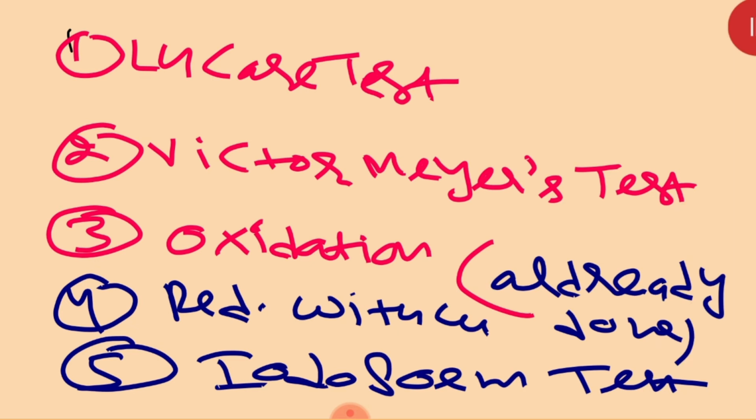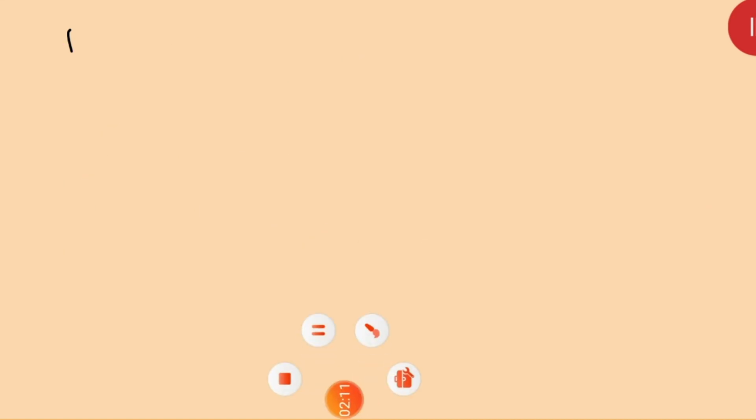So I am repeating once again what to do there. Number one Lucas test, number two Victor Meyer test, number three oxidation, number four is reduction with the copper, number five is iodoform test. So we have to do all these tests one by one. Number one, I am going to do the Lucas test.